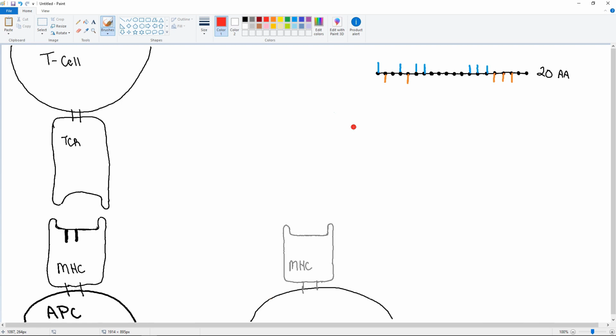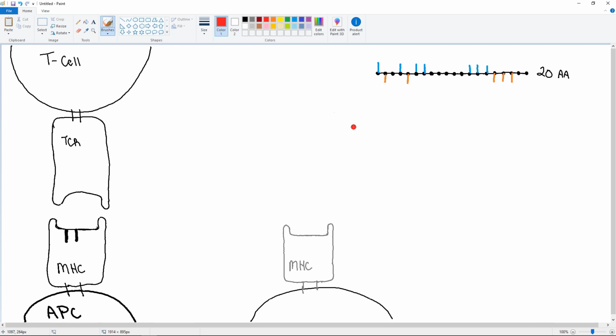Okay, so natively, our proteins are broken down by the proteasome into random fragments. And fragments that are 8 to 10 amino acids long can then be loaded in the endoplasmic reticulum onto MHC class 1 and presented by all nucleated cells.